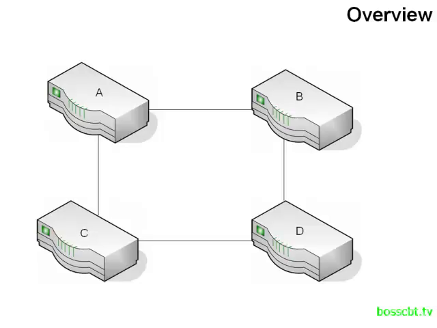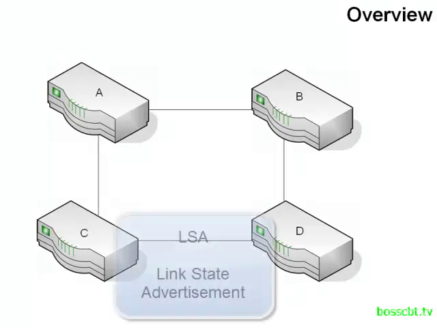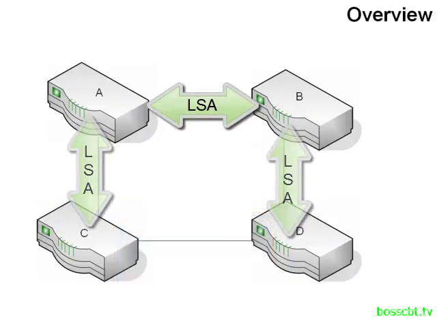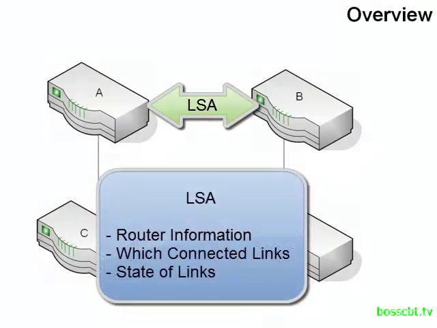Okay, so once they do form neighbors, then each router has to advertise some information about itself. And these advertisements are called LSAs. That stands for link state advertisement. And inside the link state advertisement is some information about the router itself, all of the connected links to the router, and what state those links are in. And that's actually where the name comes from, a link state routing protocol, because that's one of the factors that is included with this protocol when they talk to each other.